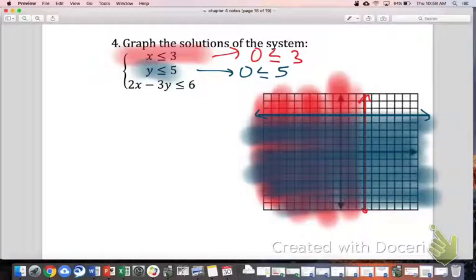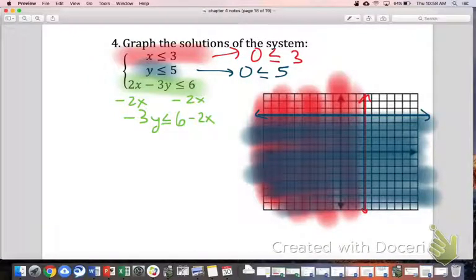The last one I'm going to do here is going to be hopefully in a bright green. Hopefully this will show up well. It's this one right here. Did you guys all use slope intercept? Yes. Nobody used intercepts? Okay. So I'll use slope intercept as well. Did you guys subtract 2x from both sides? So that'll give you a negative 3y is less than or equal to 6 minus 2x.